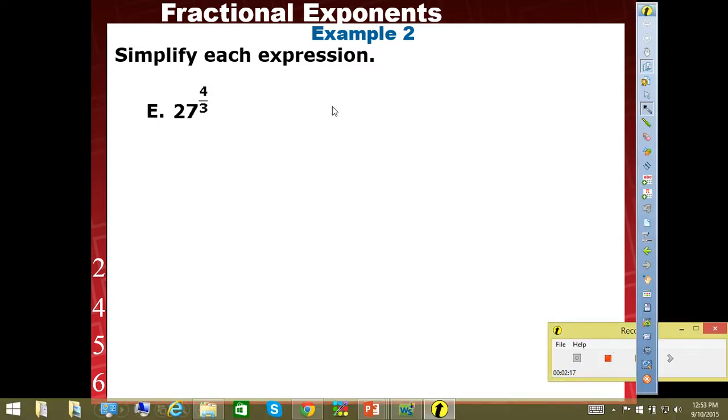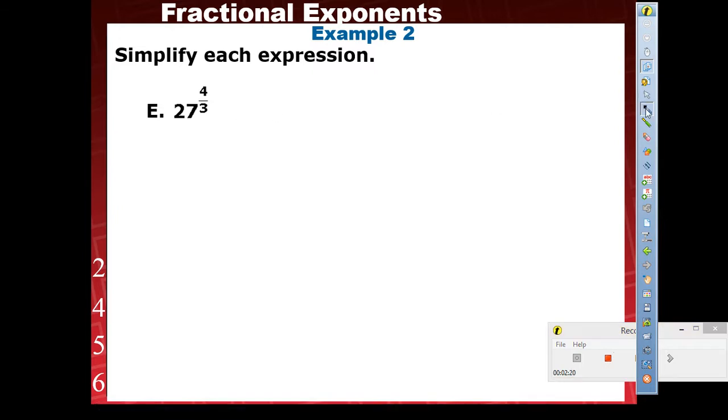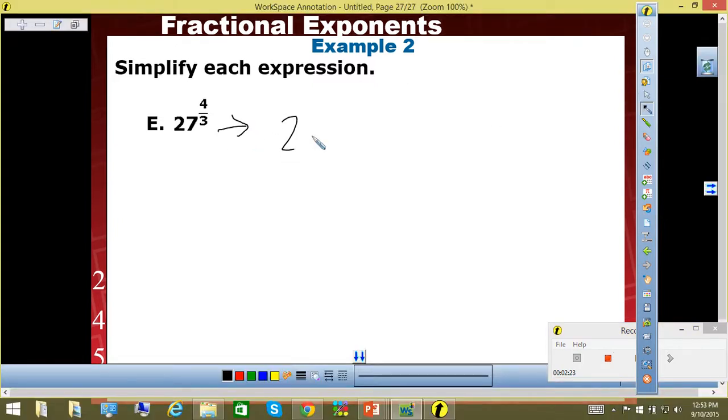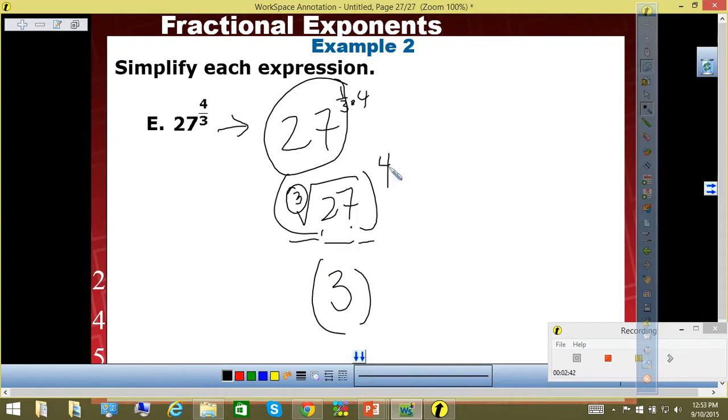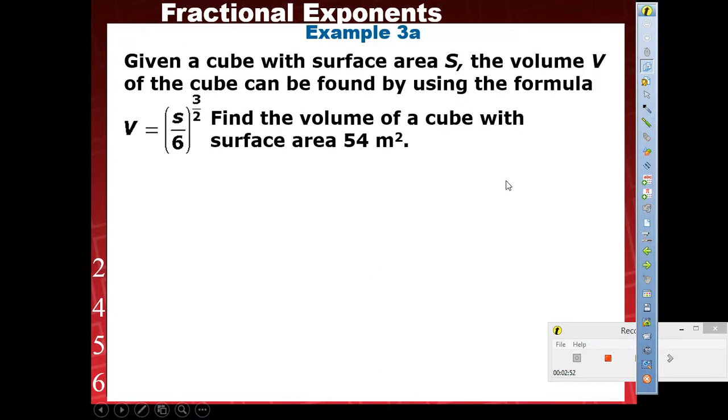So, the first thing we do is rewrite. This becomes 27 to the 1/3 times to the 4th. This becomes cube root of 27 and all that to the 4th power. Cube root of 27 is 3 because it's a number times itself 3 times. That's what the index tells us. 3 times is 3, all that to the 4th power, and 3 times 3 times 3 times 3, that is 81. So far, so good? Okay. All right. Let's do some more practice.